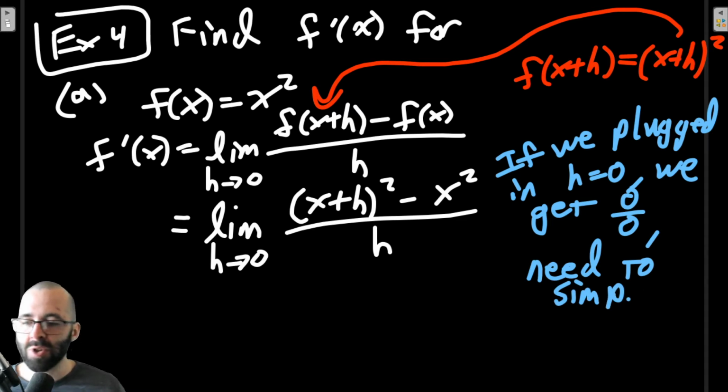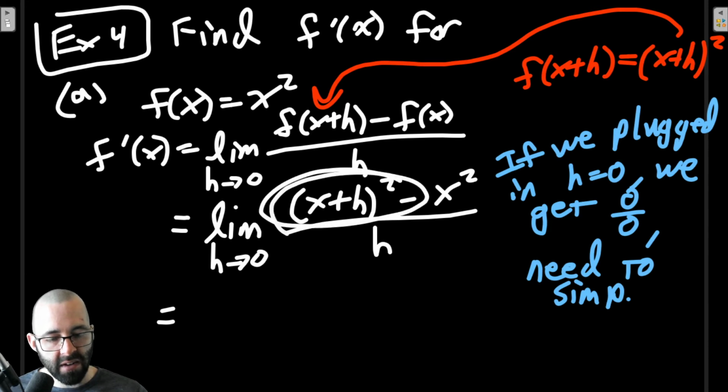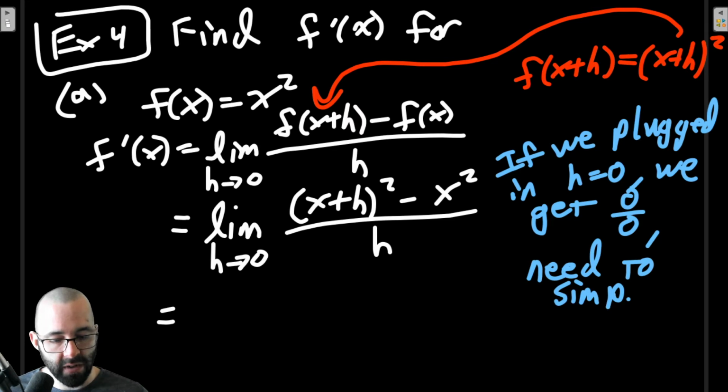So it was too good to be true, but I'm very proud of you for thinking of those limit properties. All right, so let's keep simplifying. Remember that this guy up here, that's not x squared plus h squared. You have to FOIL that out.